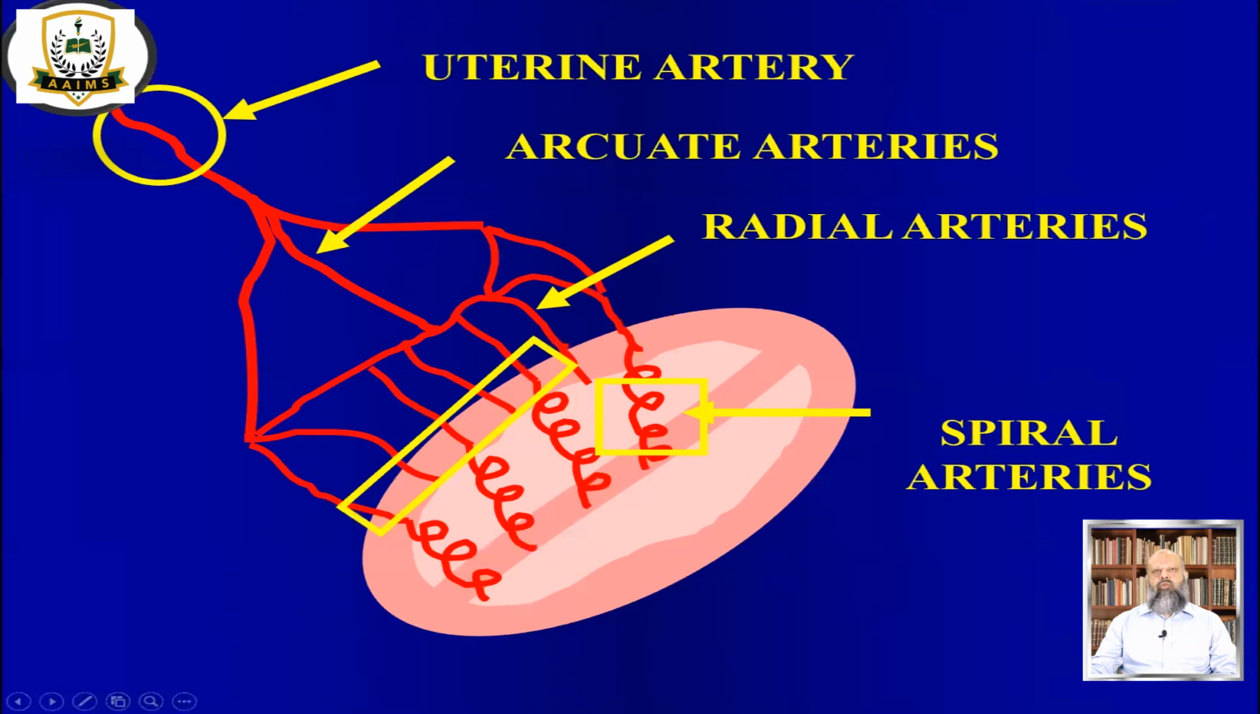We have got two uterine arteries on both sides, and the main branch of the uterine artery is the arcuate artery. On both sides we have uterine arteries with their branches, which are called the radial arteries. Then we get the spiral arteries, which enter into the endometrium of the uterus.